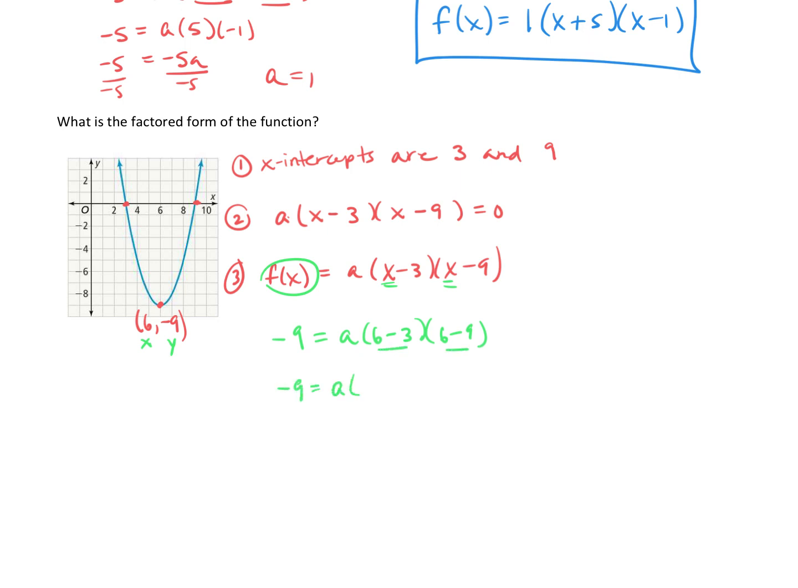We'll do that little math in there. 6 minus 3 is 3. 6 minus 9 is negative 3. Negative 9 equals, if you multiply those three together, you get negative 9a. Divide both sides by negative 9, and, well, look at that. We got a 1 again. It's not always going to be a 1, but it is right there. So final answer, f of x equals, we know our a value is 1, and then we have our factored form of x minus 3 times x minus 9.